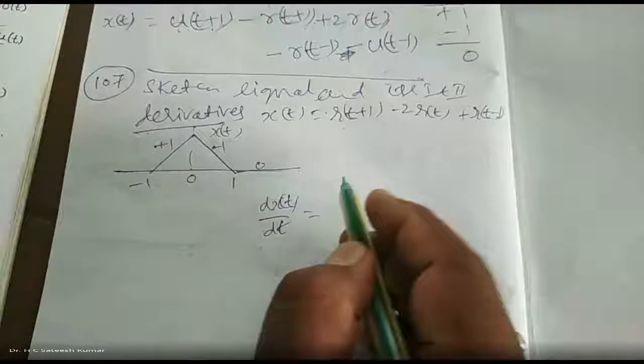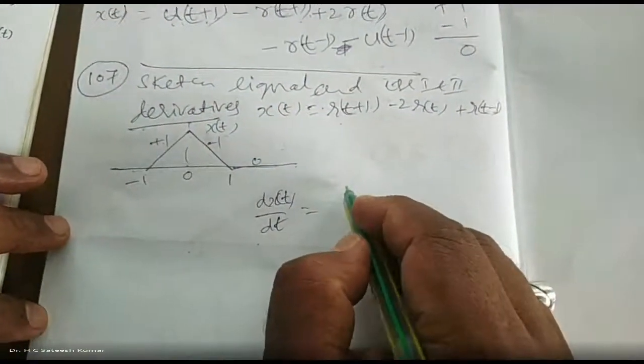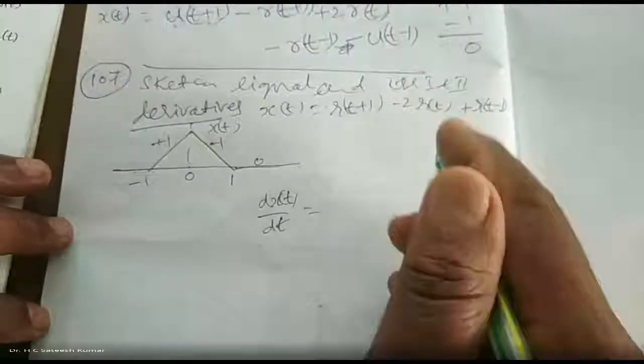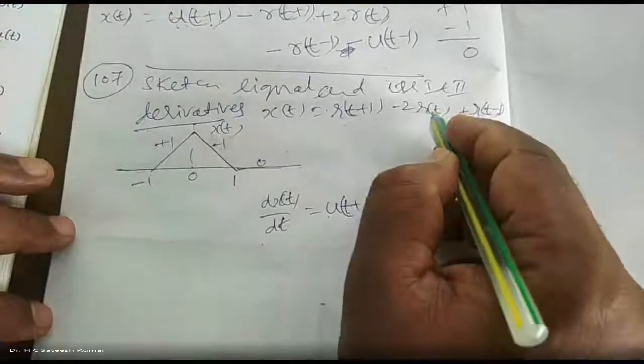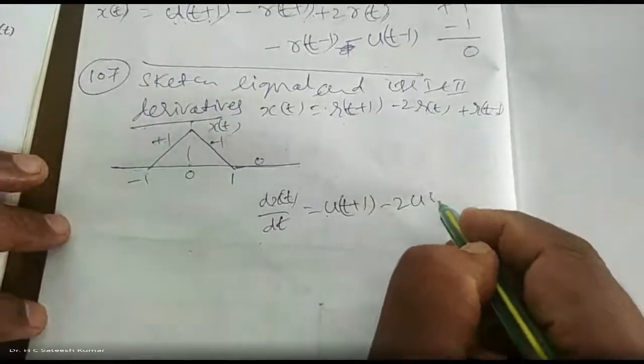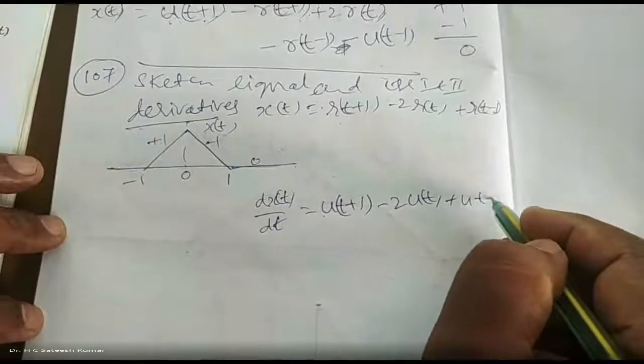Okay, right. So what is this one? U of r of t, ramp differentiation. We know the relationship between elementary signals. Differentiation of ramp is step. That is u of t plus 1 minus 2 into u of t plus u of t minus 1.